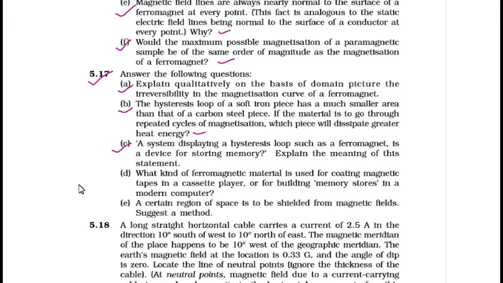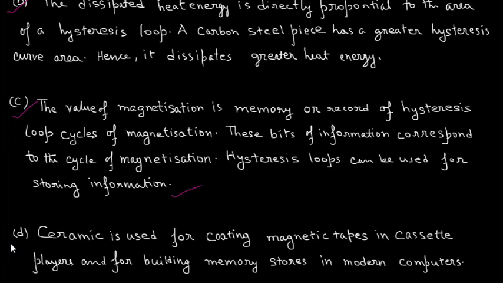What kind of ferromagnetic material is used for coating magnetic tapes in a cassette player or for building memory stores in the modern computer? Let us see the answer. So answer to D is ceramic is used for coating magnetic tapes in cassette player and for building memory stores in modern computers. Let us see the next question.